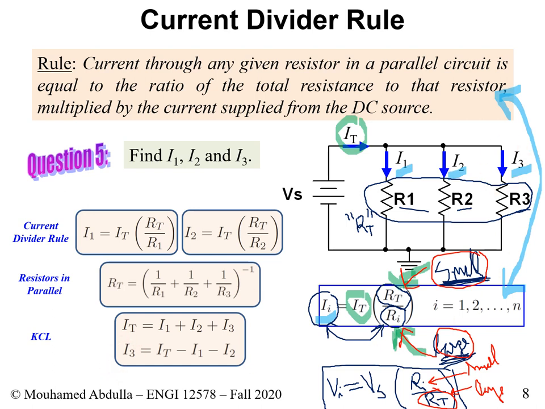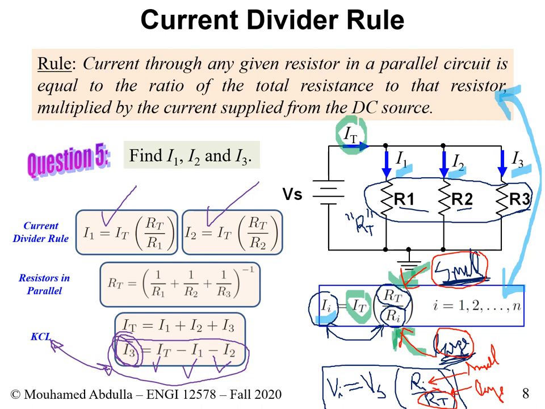What is important here is that we could find it because of KCL. And we do this because we have this. This is given to us. This I1, we calculated using the current divider rule. This I2, we calculated using the current divider rule. And so now I3 can be found easily.